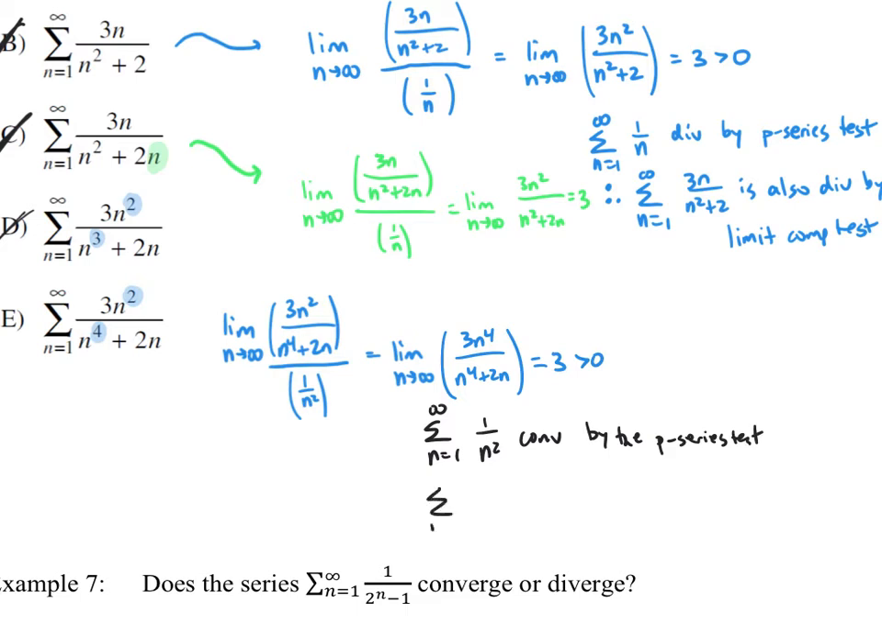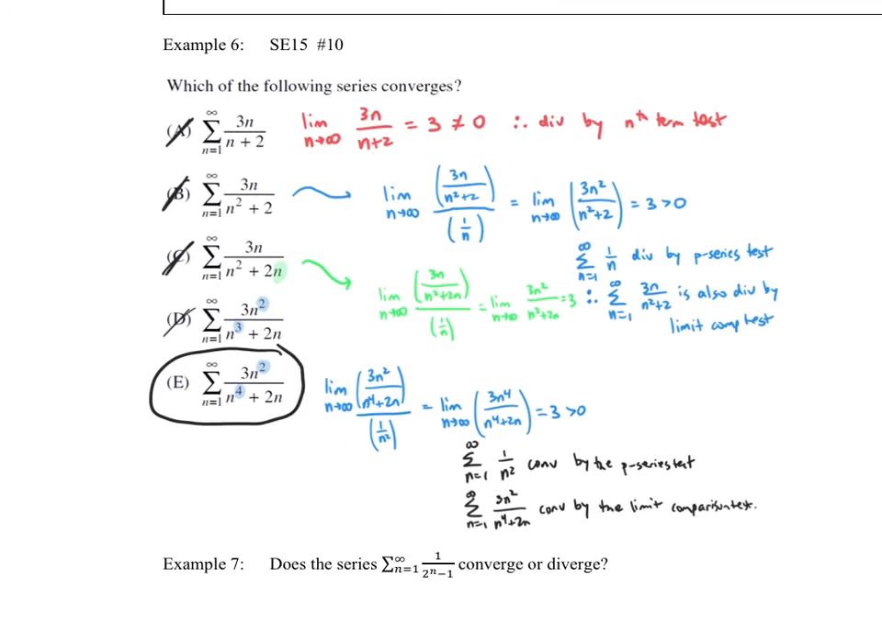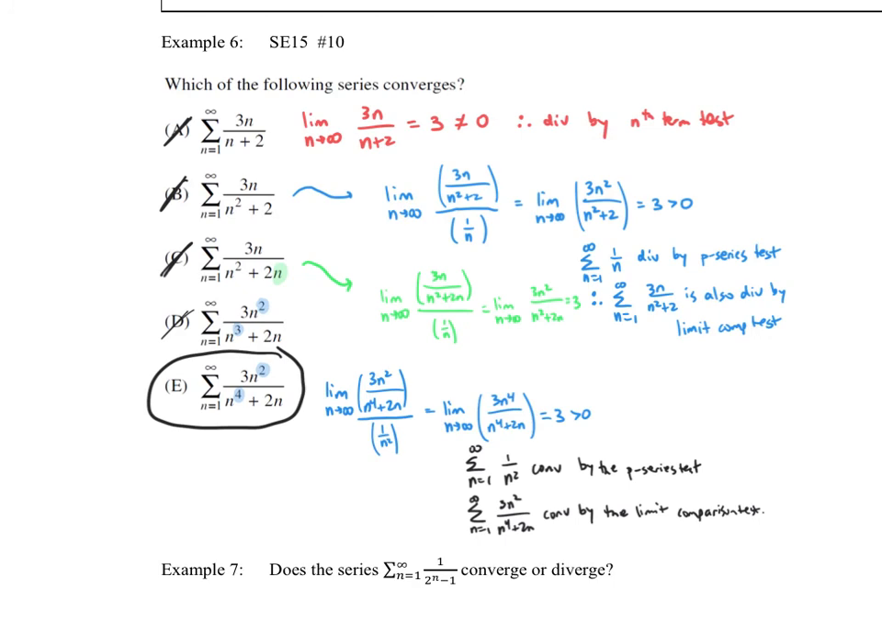And therefore, our series from 1 to infinity of 3n squared over n to the fourth plus 2n is convergent by the limit comparison test. So E is our answer finally. I hope that made some sense, but that's a problem that can certainly take extensive time as you look at each of the options. All right, let's take a look at example 7.